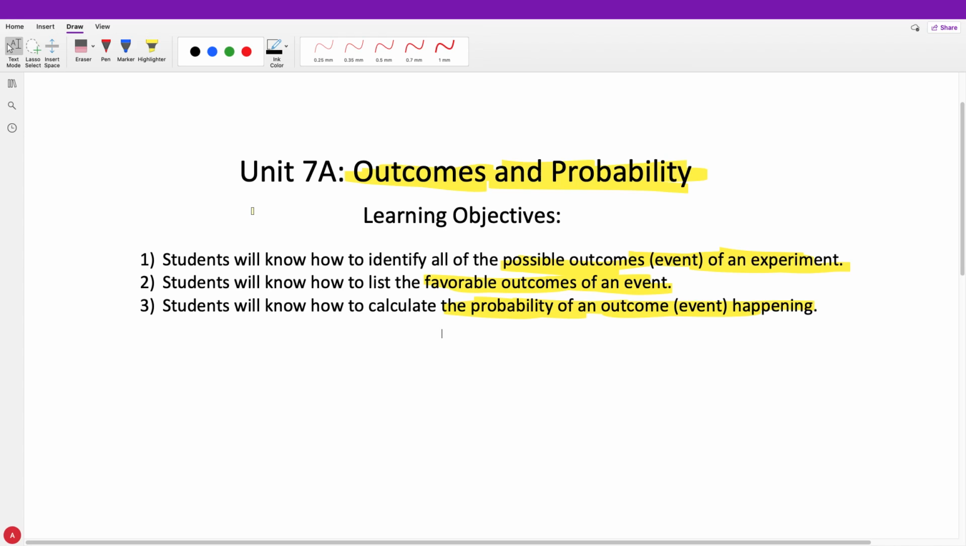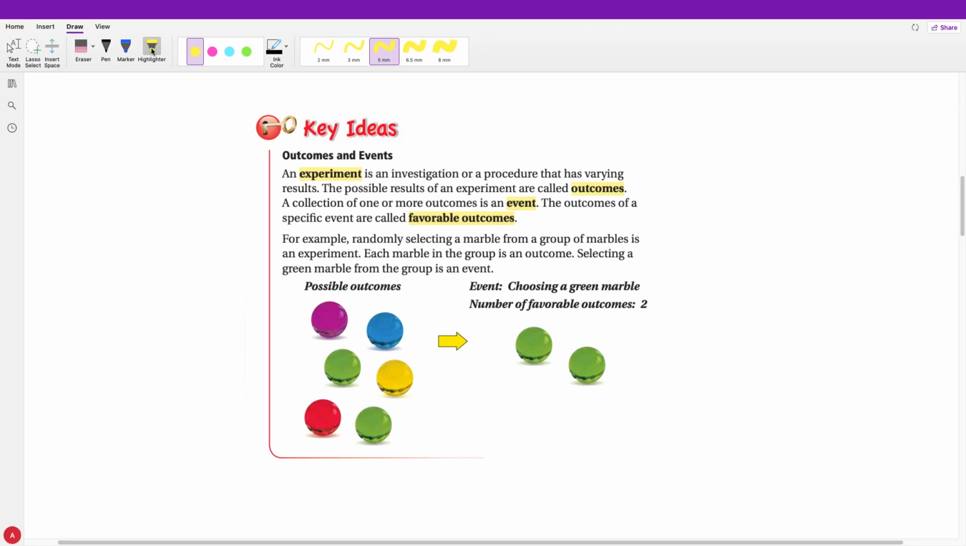So first, let's start talking about, well, what are outcomes? Now we're going to talk about experiment, outcomes, events, and all of that. So what is an experiment? An experiment is an investigation or a procedure that has varying results. So rather than talking about the marbles down below, let's talk about something else as well, so we can see about it and hear about it in two different ways.